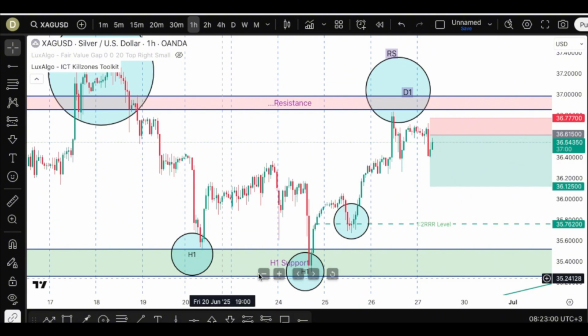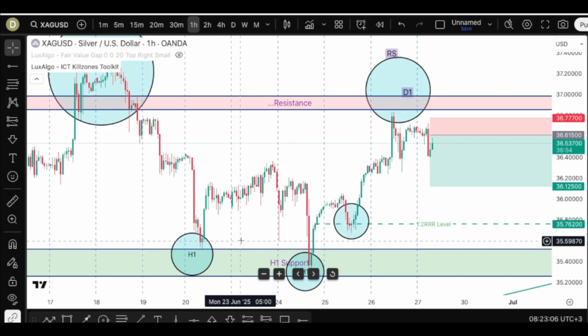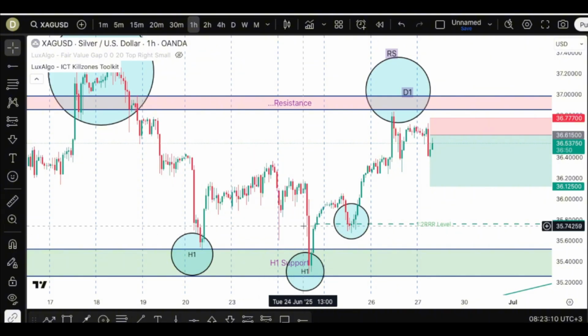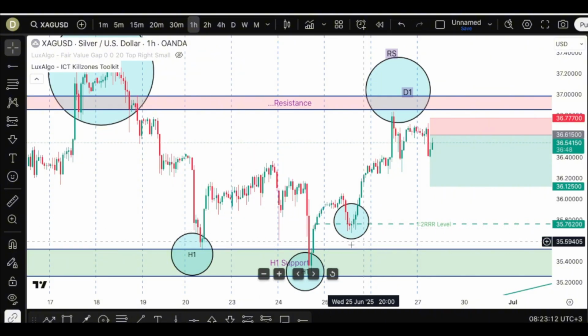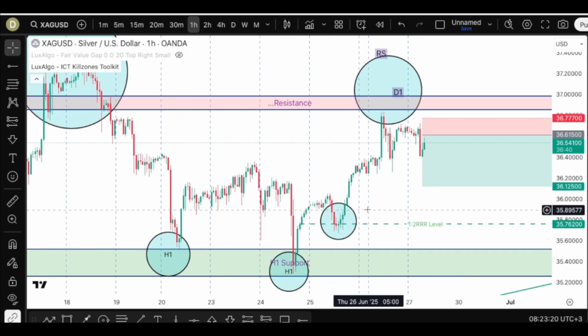Because I had anticipated another form of inverted head and shoulders, I was expecting at least the price to pull back to this area that is acting as support and give me confirmation. Then the price would go towards the upper side, probably take out this area. But I missed this trade.